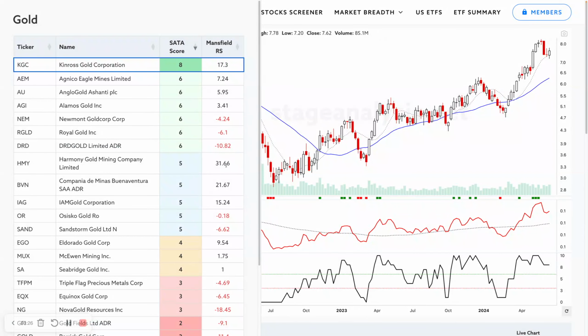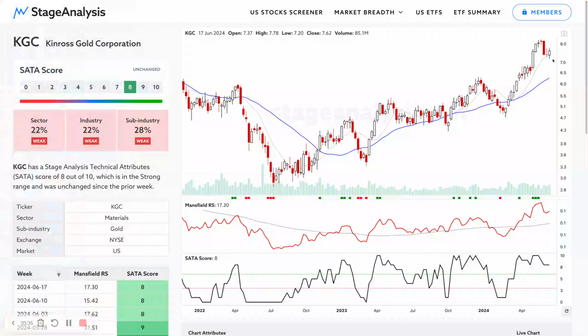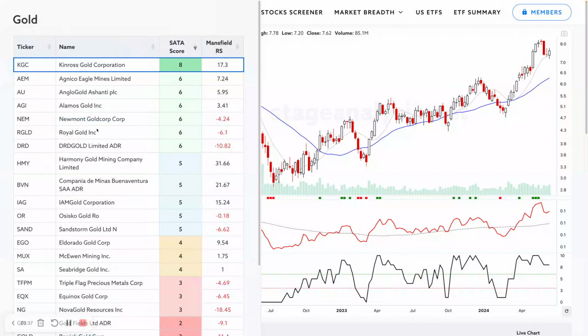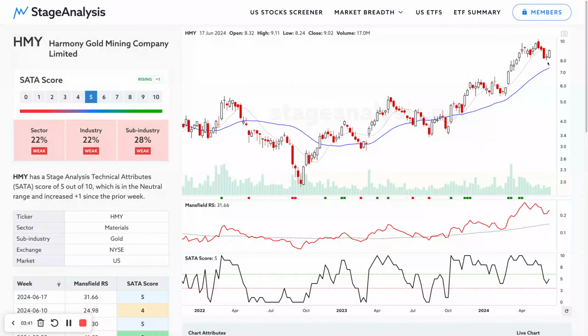So Harmony Gold does have a stronger Mansfield relative strength, but you can see its SATA score has dropped back down to a neutral 5 at the moment, whereas Kinross is on an 8, as it's just pulling back to its 10-week moving average up here. So if we go into Harmony Gold, for example, you can see also around its 10-week moving average, but has had a bigger move overall.